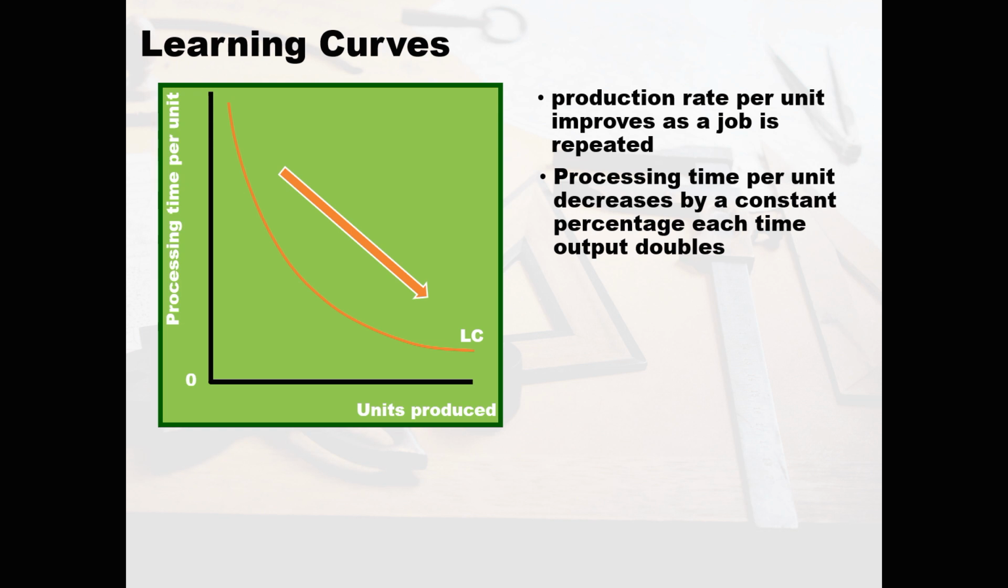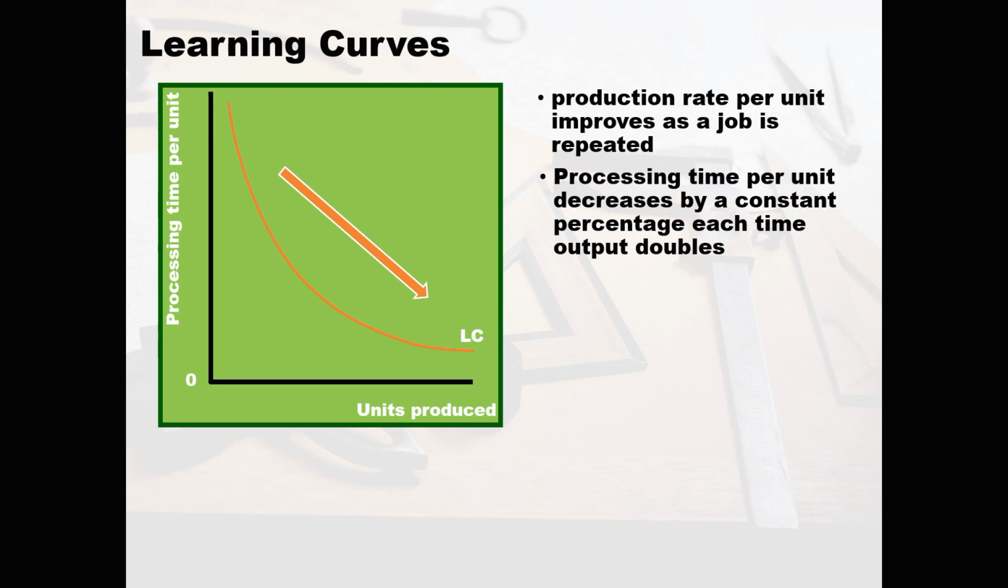So the assumption under the learning curve is your processing time per unit decreases by a constant percentage each time output doubles. So that's what the data tells you. If you go out and look at industry standard data, it's telling you the learning curve.